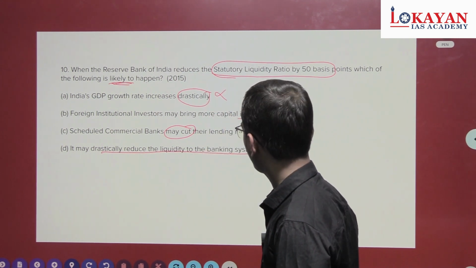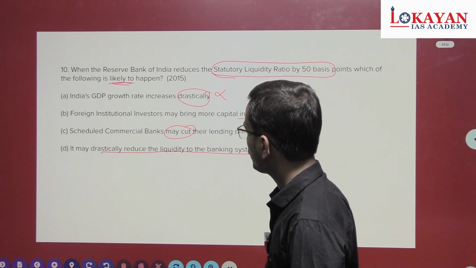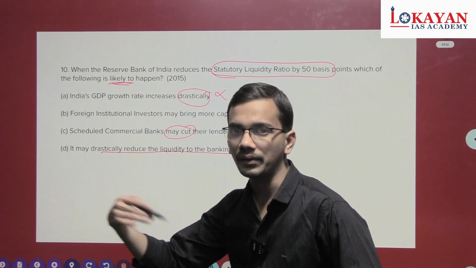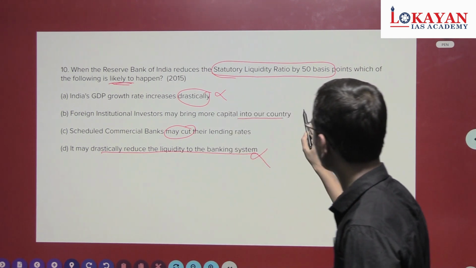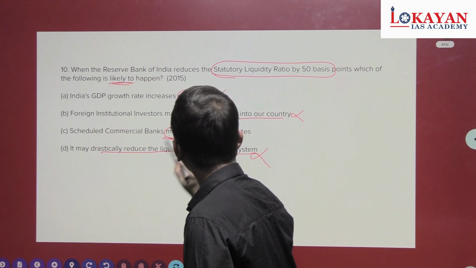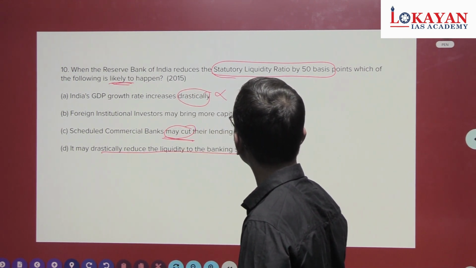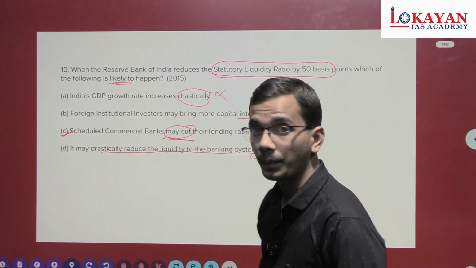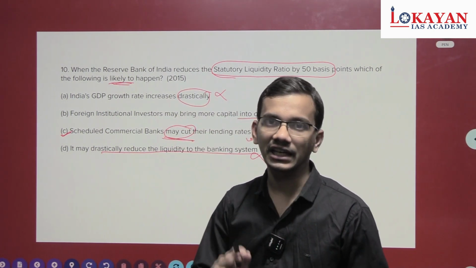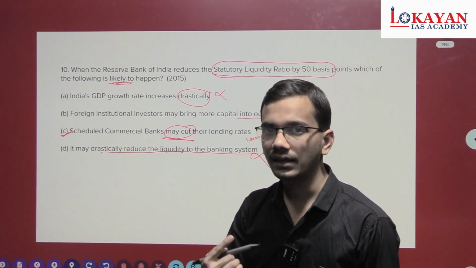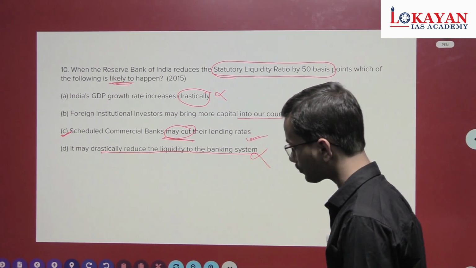So incorrect. Foreign institutional investors may bring more capital into our country. This is a very vague and far-fetched statement, so we will not consider this. See, scheduled commercial banks may cut their lending rates. This one is correct. So make a habit of negating the statements also, with the reason behind it. This will help you in the actual examination.